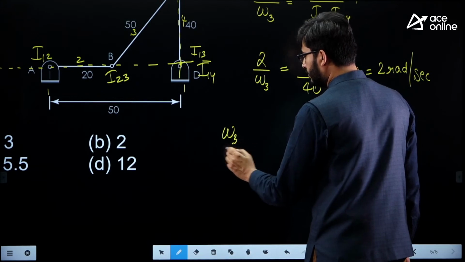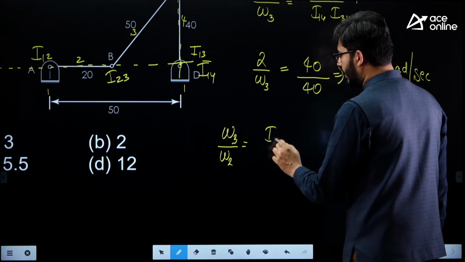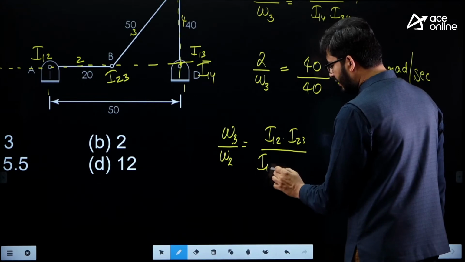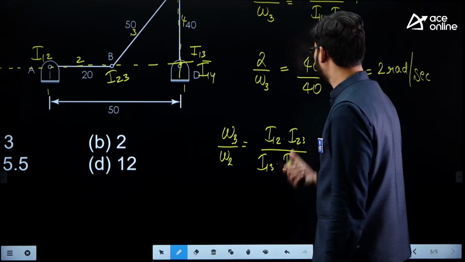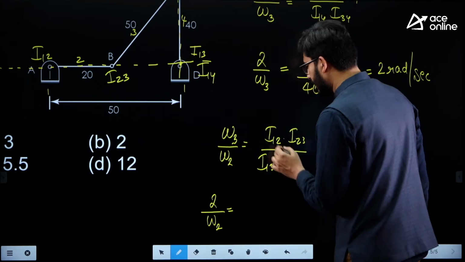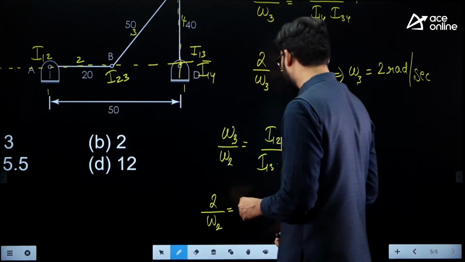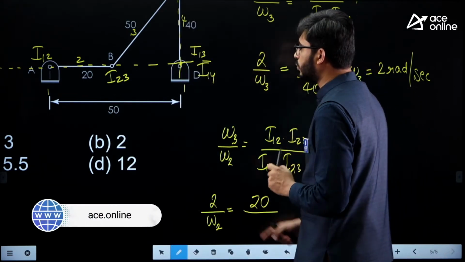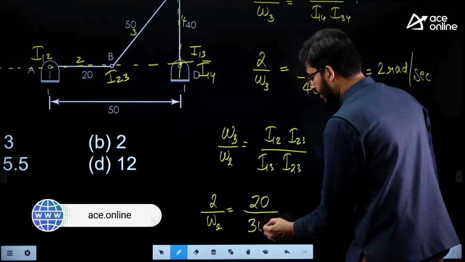Omega 3 by omega 2 is equal to I12, I23 divided by I13, I23. Okay. So omega 3 is known to us, that is 2. Omega 2 is to be calculated. I12, I23 and I13, I23, what is the distance? I12 to I23 is 20 centimeters. This is 20 centimeters. I13 to I23 is 30 centimeters. Okay. This is 30 centimeters.